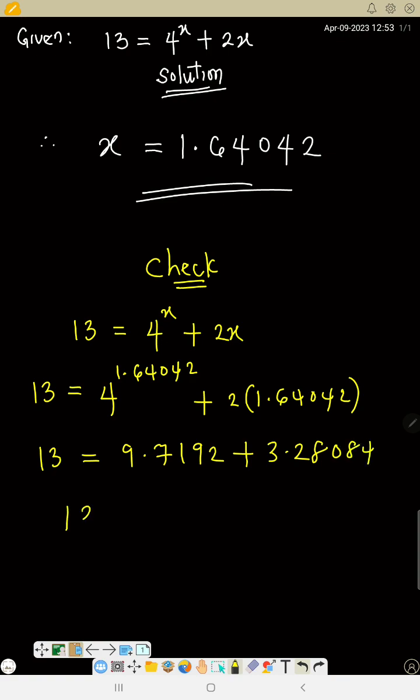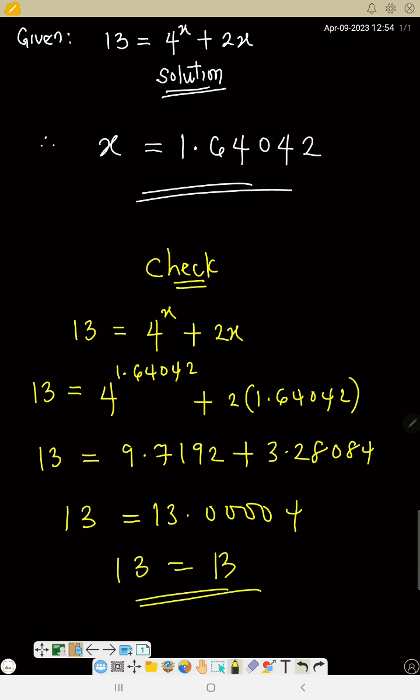That is 3.28084. So 13 is equal to, add 9.7192 plus 3.28084. That is 13.00004, and you can see that is approximately 13. So that means the answer is correct.